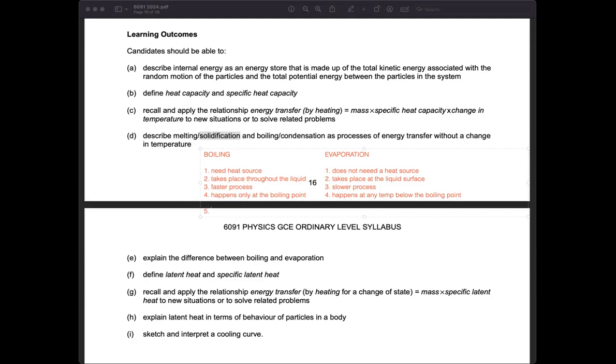Okay, lastly, your liquid temperature remains constant during boiling. Okay, whereas for evaporation, okay, it does not have a heat source. So you need some heat energy from the surrounding for it to vaporize. Okay, so where does the energy come from? It takes the energy from the surrounding. Okay, so the surrounding is the liquid itself, the original liquid.